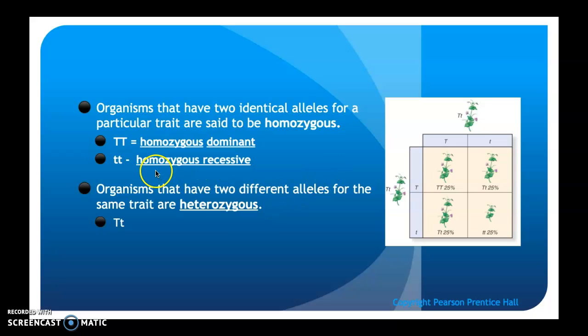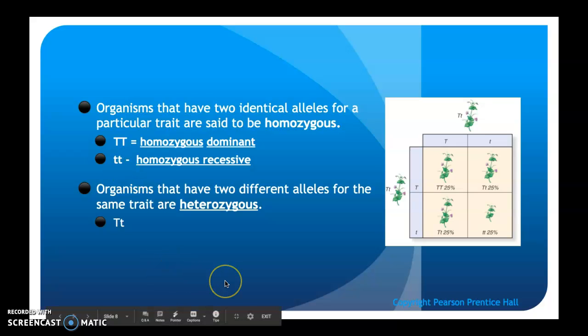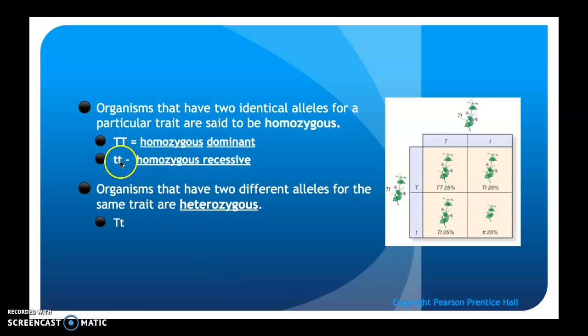But if you see the capital T and capital T are exactly the same, they're both capital T's, so they're going to be homozygous. And because it's a capital letter, it'll be dominant. A lowercase t will also be homozygous because they're the same exact letters, lowercase t's in this example, but it's lowercase, so it will be considered recessive.